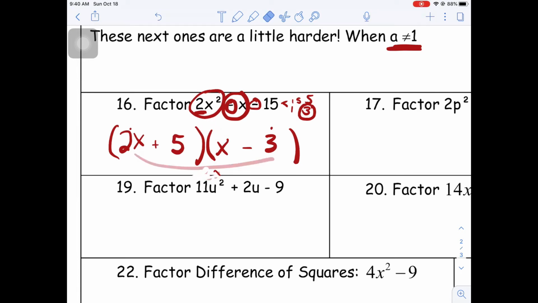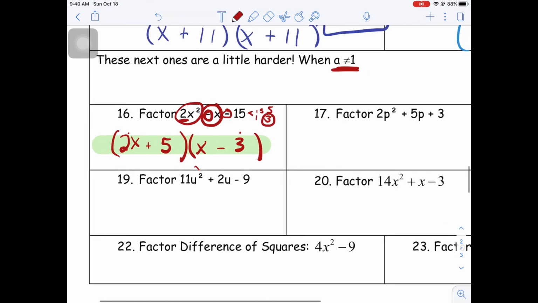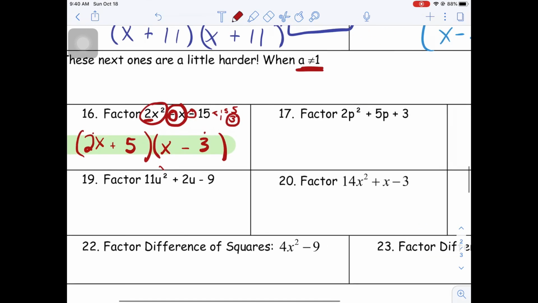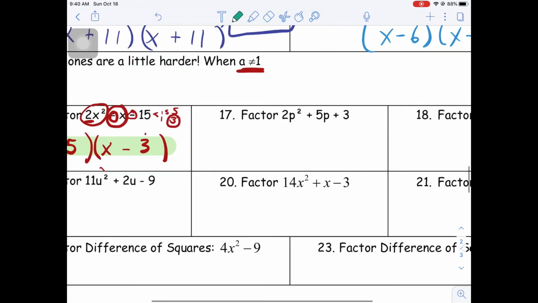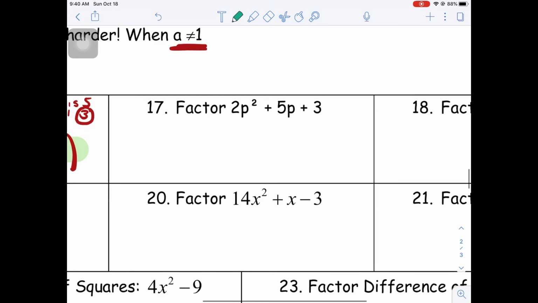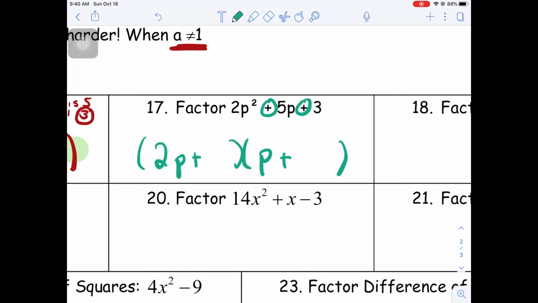Okay, so a little bit more thinking is involved when we're taking a look at factors where the a value is not 1. Okay, so let's take a look at another one. This one right next to it. 2p, nice, prime number. So 2p and p. Also nice, all positive. So we can just automatically put positives in the middle here. We have 3, so we really only have one option, 1 and 3. We need positive 5 in the middle.